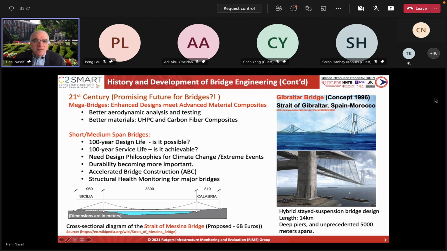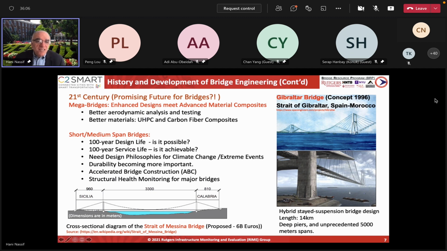This is designed, the concept is by the late T.Y. Lin, and it's a combination of a hybrid cable stayed and a suspension bridge. If you see how it is, you're talking about 5,000 meter spans, and that's unprecedented. It's been designed, analyzed, and it seems to be, with the aerodynamic analysis, it works.